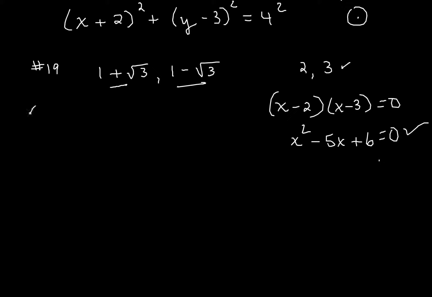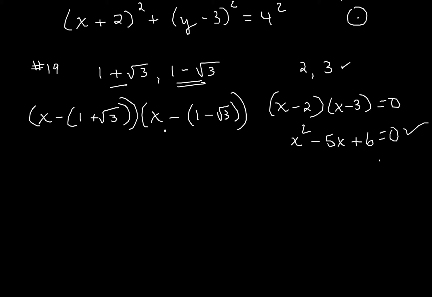We're going to subtract the roots from x. So you have x minus 1 plus the square root of 3 times x minus 1 minus the square root of 3. I don't know where I got the plus. You subtract both of these roots from x. And then you have to FOIL it. You could either distribute the negative through and do it the long way, or you could try FOILing it. I'm going to try FOILing it and see if it helps.